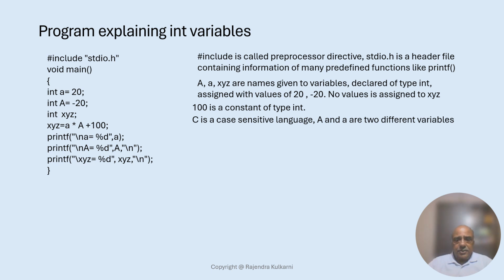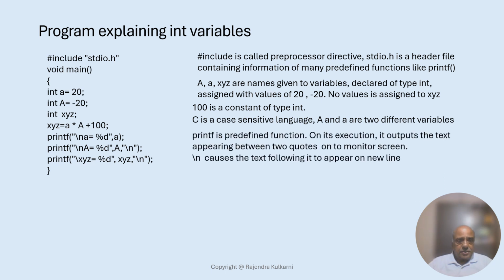C is a case sensitive language. It is important to note that C is a case sensitive language. A capital A and a small a are two different variables. They are treated as different by the compiler.